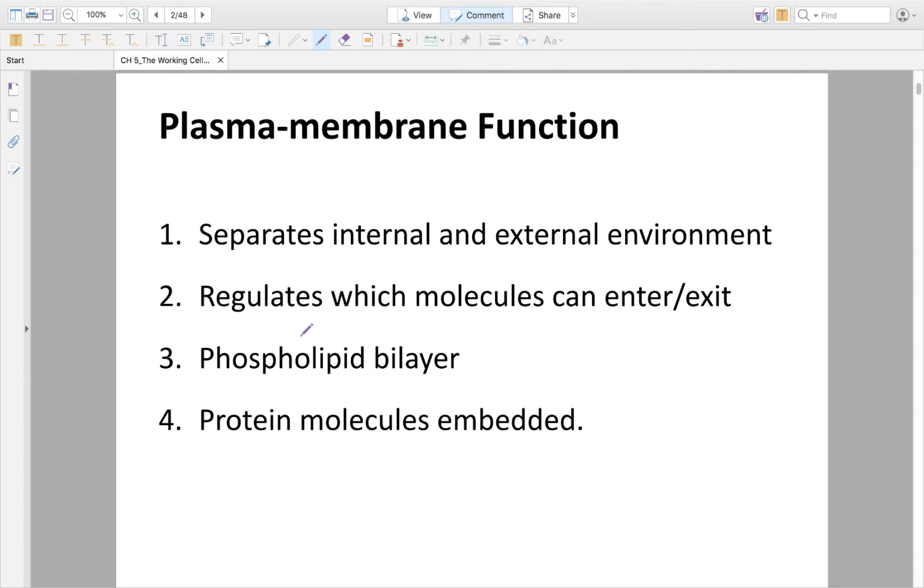So remember, the plasma membrane is the membrane that surrounds every cell, and it has several roles. One of its main roles is to separate the internal environment of the cell from the external or the extracellular matrix, therefore allowing a cell to have its own internal biochemistry.